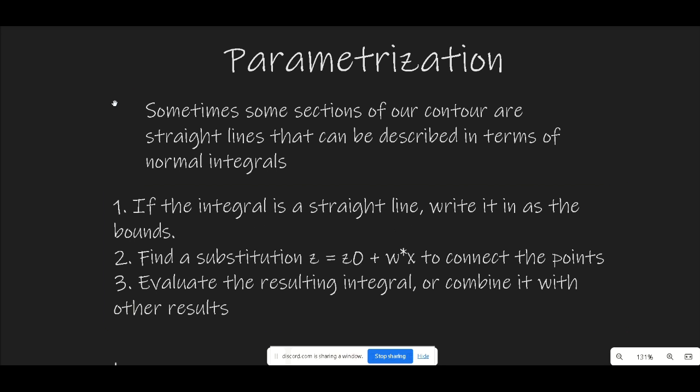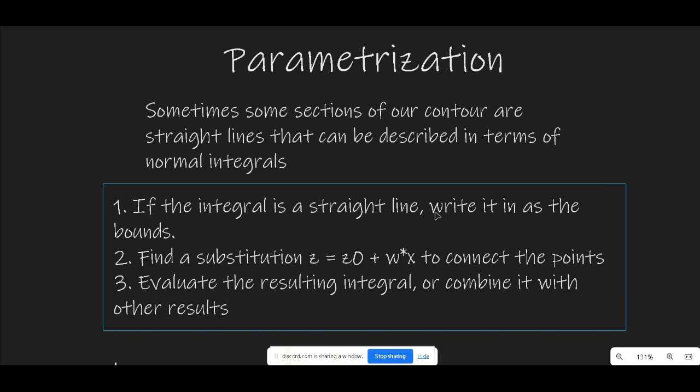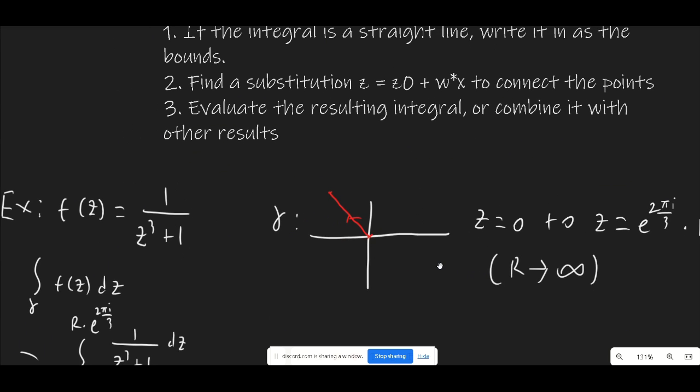So if an integral is in a straight line, so for example, if you have 2 points in the complex plane and our contour connects those in a straight line, then this is definitely the method you're going to want to use. So you're going to write it in as the bounds. That just means write the starting point as a lower bound and the ending point as an upper bound. And then find a substitution z equals z0 plus w times x, where w is some complex number, to connect the points, and then evaluate the resulting integral or combine it with other results. So this doesn't necessarily need to be the form of the substitution, but I'll show you some examples and really the significance of the substitution here.